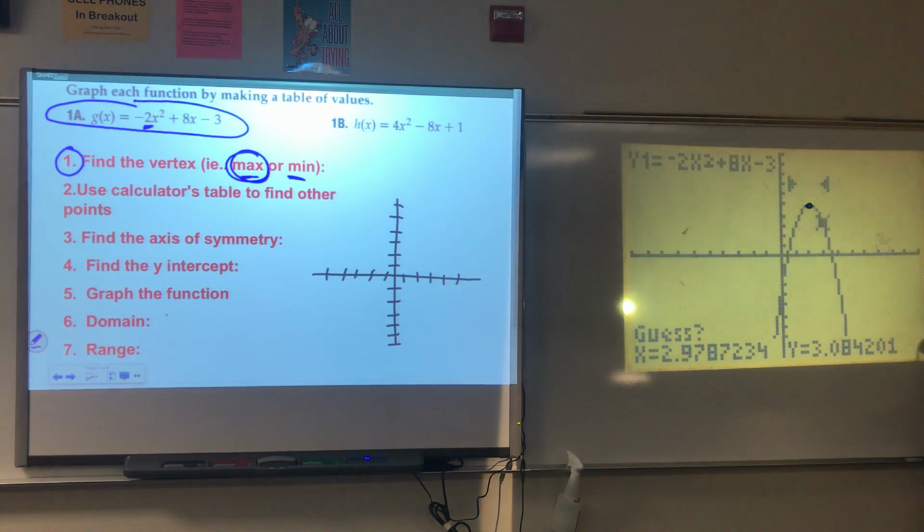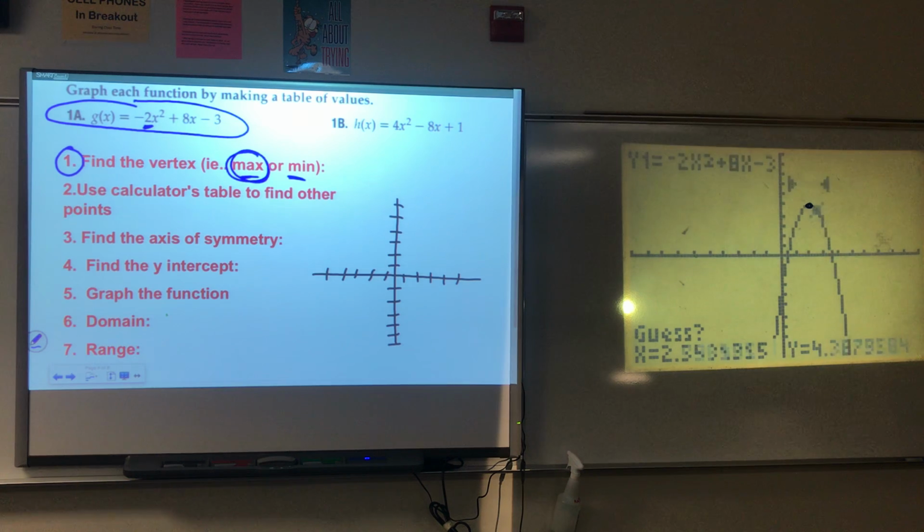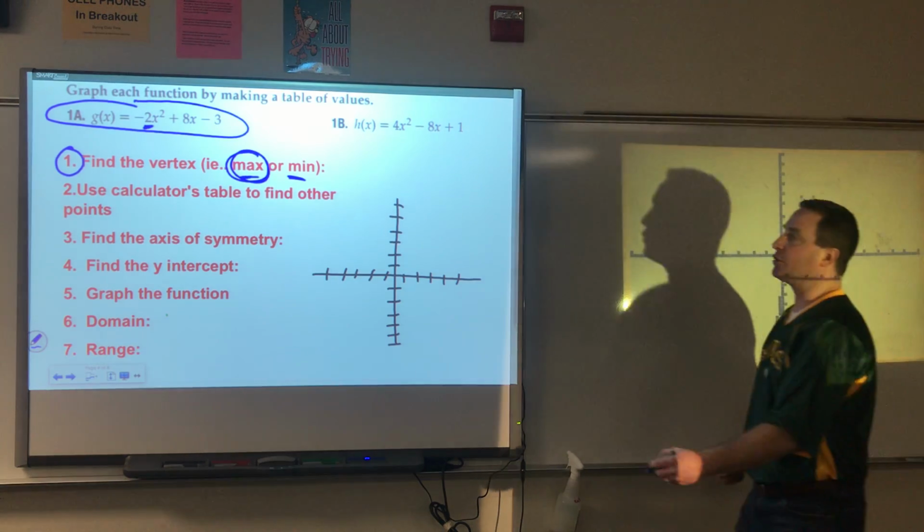And then it asks me for a guess. I can move the cursor as close as I can to where I think that vertex is, and I press enter one more time. If you look down there at the bottom, it tells me the vertex of my graph. And it looks like the vertex is at 2, 5.